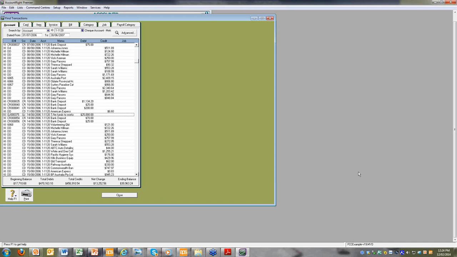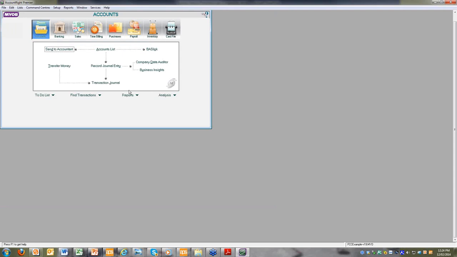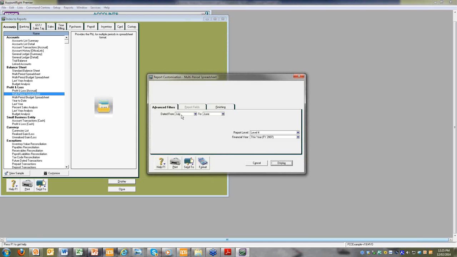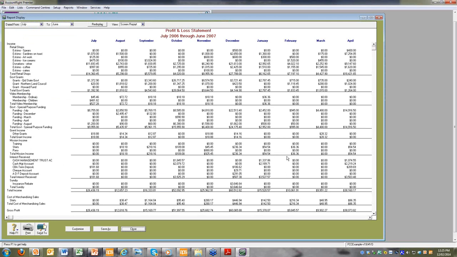The other thing I'll show you quickly, John, is if you go into accounts, multi-period profit and loss. If you're doing some sort of analysis, you can ask whether the business has any seasonality, whether sales occur at a particular time of year. For example, I remember doing a kitchen goods store recently where about 70% of their total sales for the year were between the middle of November and the 24th of December.